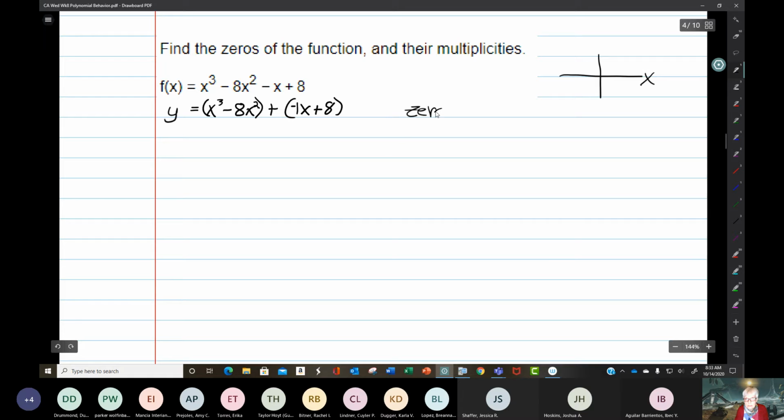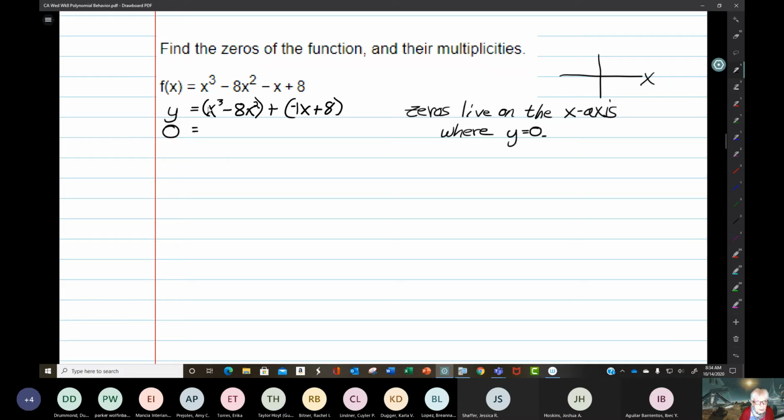Zeros live on the x-axis, where y equals 0 all the time. So to find the zeros, I've got to let y equal 0. Now I can go about my business of factoring.